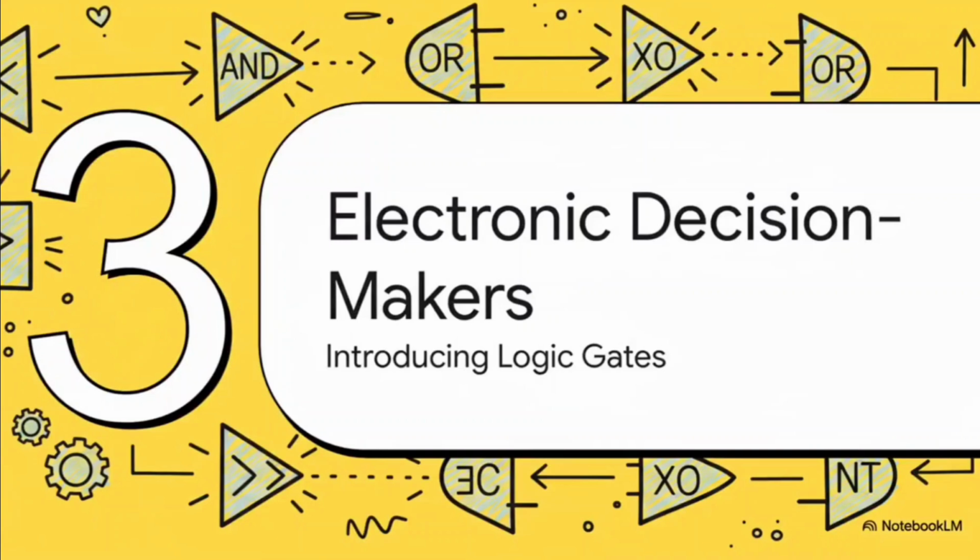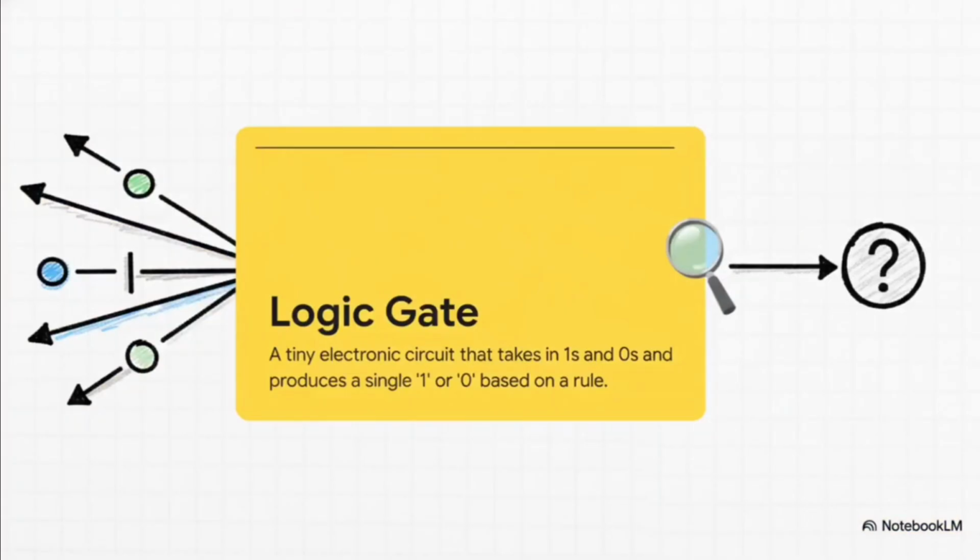Okay, so the computer has a language, but how does it think or make decisions with it? This is where we have to meet the computer's brain cells. They're called logic gates. A logic gate is a microscopic electronic circuit. Just think of it as a tiny decision maker. It takes in one or more electrical signals, our 1s and 0s, and then it produces a single output, a 1 or a 0, based on a very simple, unchangeable rule.